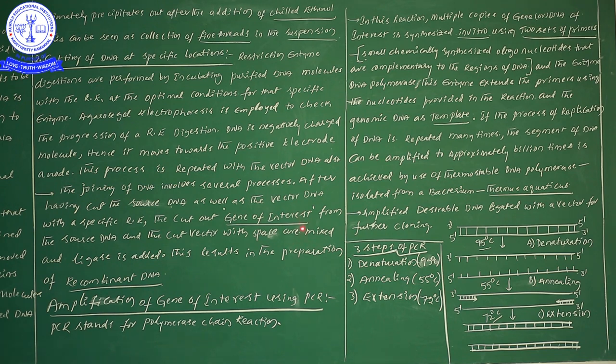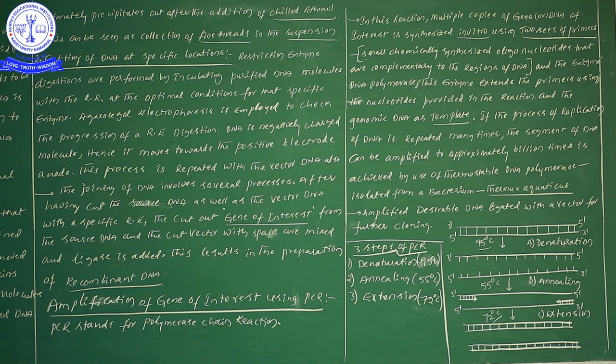So here one point I ask you to remember: what is the name of the restriction enzyme we are using for cutting the DNA? The same kind or same type of restriction enzyme only you must use for cutting the plasmid also.